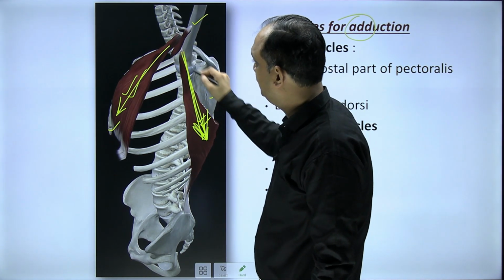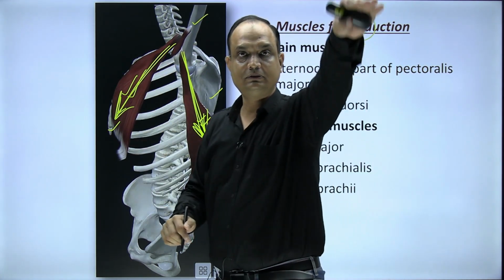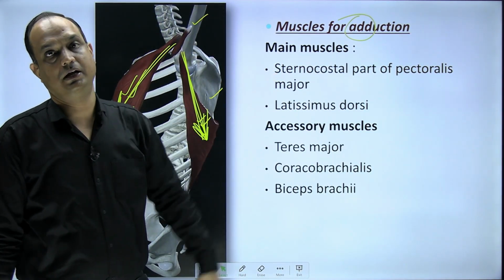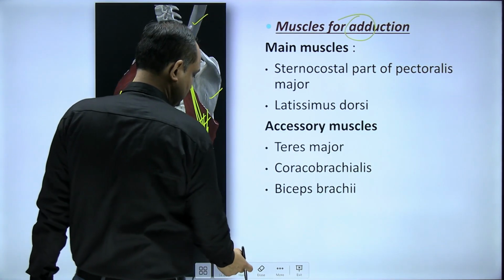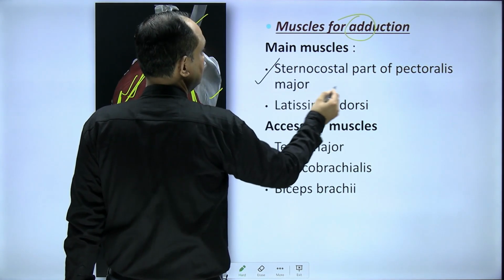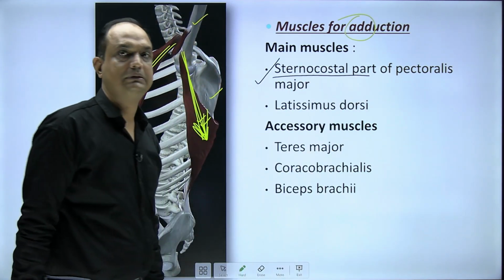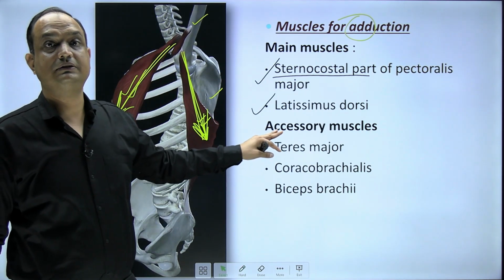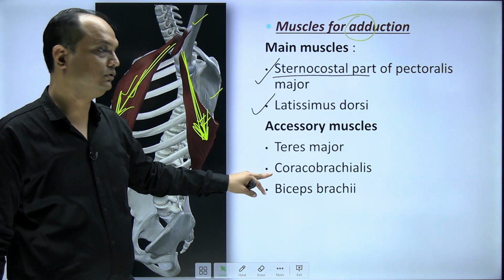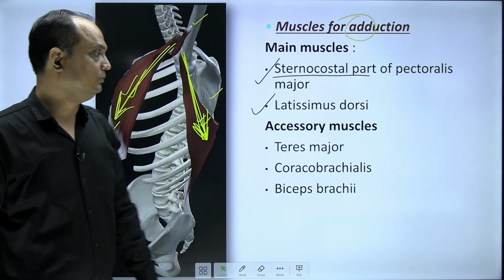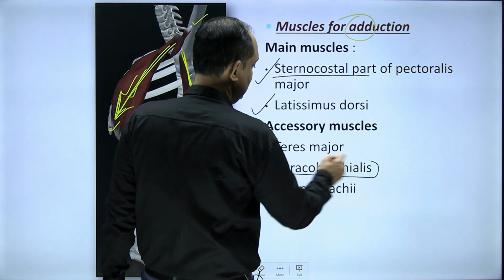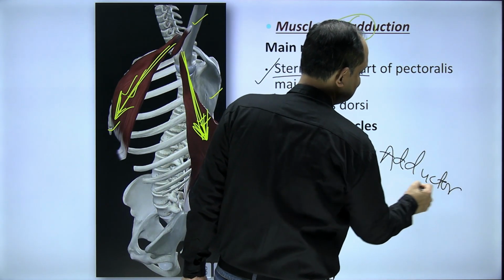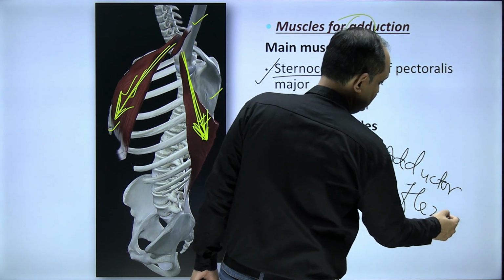And because of this pull, your humerus will come back towards the trunk, and that is responsible for adduction. So what are the main muscles for adduction? The main muscles for adduction are the sternocostal fibers of the pectoralis major and latissimus dorsi. It is also assisted by the teres major, coracobrachialis and biceps. Coracobrachialis is a weak adductor and a weak flexor of your shoulder joint.